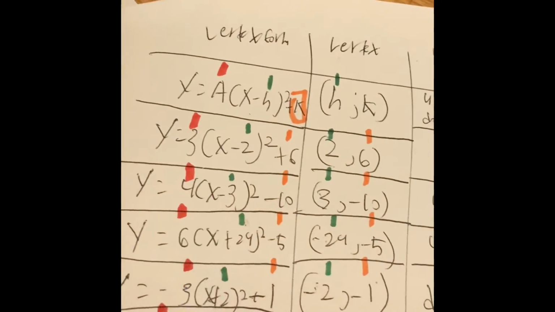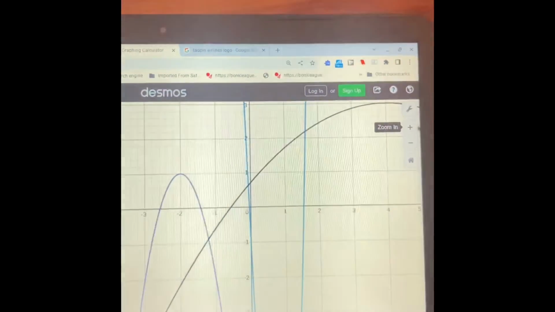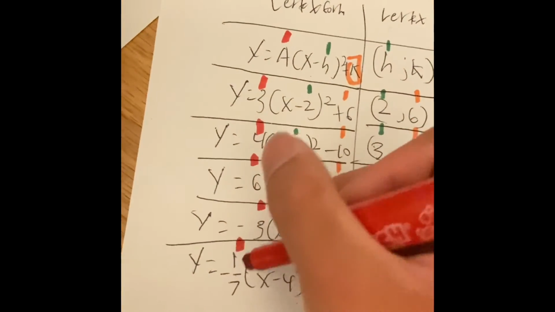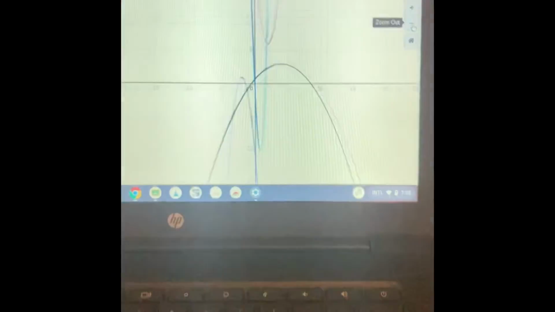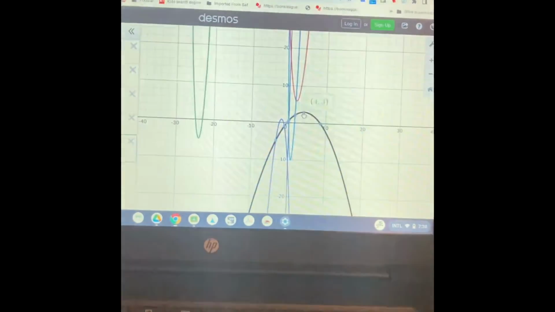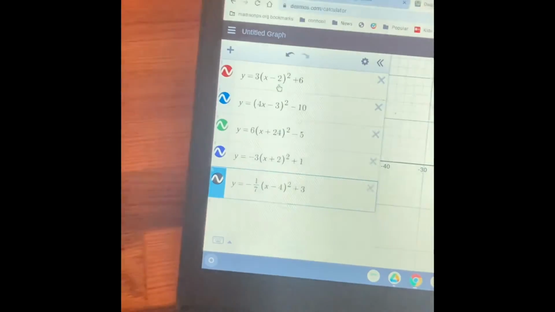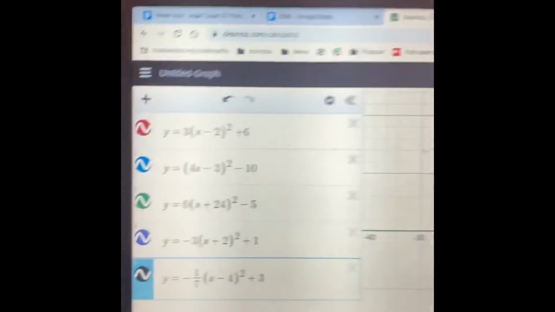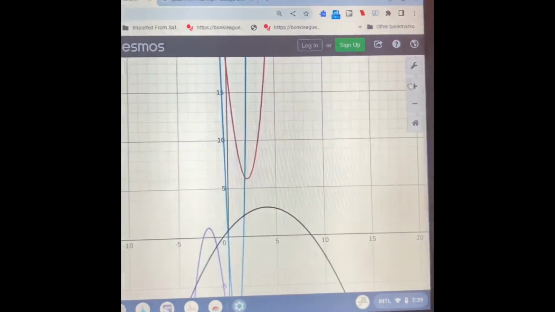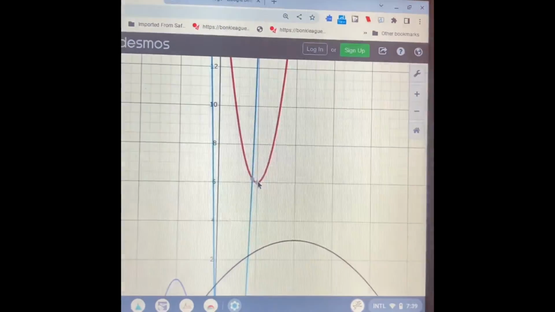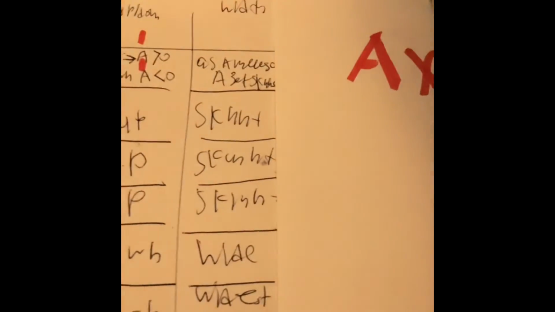Because when your a value gets bigger and bigger and bigger, your parabola is going to look smaller and smaller and smaller. But when your a value is less than 0, which means your a value is smaller, then it's the opposite. Your parabola will get bigger, bigger, bigger, or wider, wider, wider. Because the black parabola is wider because it has a negative number and is less than 0. The red parabola, however, is a little bit more narrow because it's a positive number and it has a number that's greater than 0. So that is understanding the width of it.